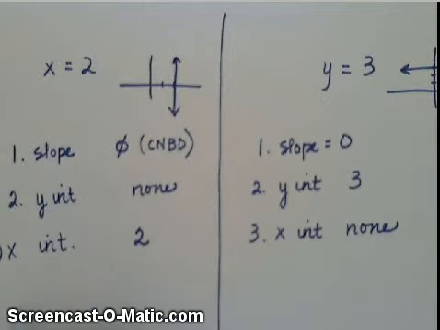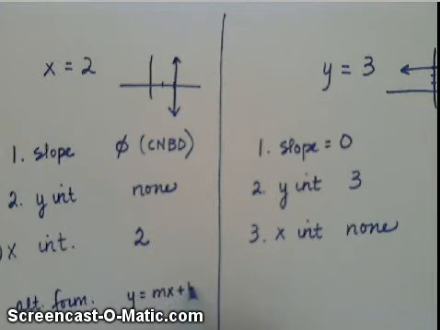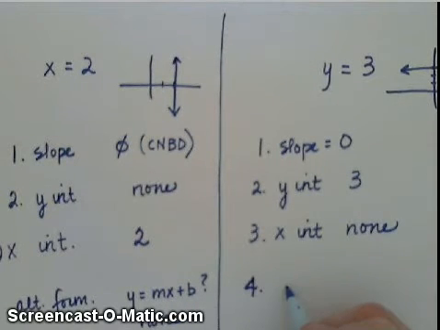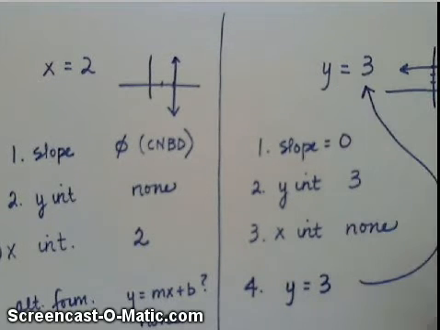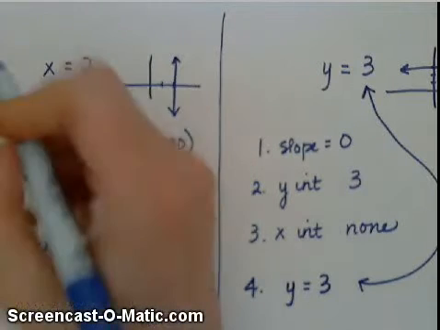And number 4, alternative form. The standard form of this is x equals 2. Is there a y equals mx plus b form? No, there is not. There is no y in this equation, so you don't have an alternate form, so just write none. On this one, the y equals mx plus b form is y equals 3. Same as standard. This is slope-intercept. This is standard. They're the same.